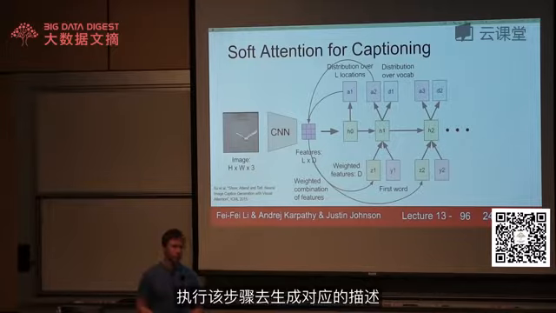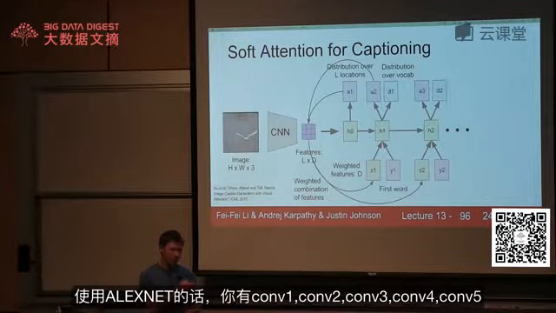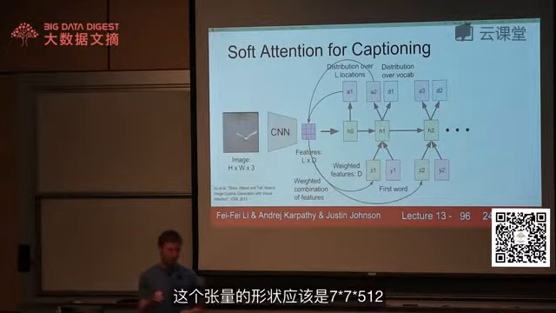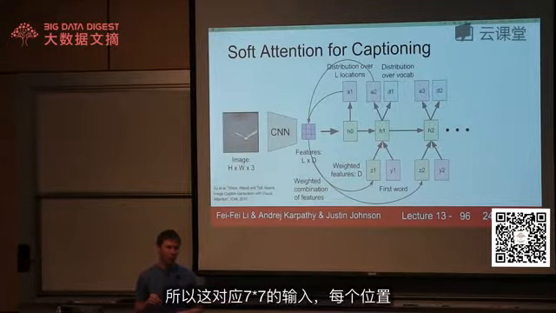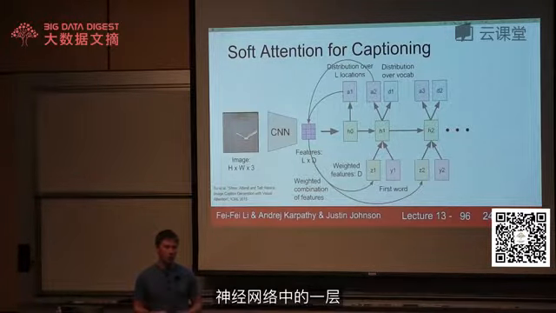So the question is where does this feature grid come from? And the answer is when you're doing an AlexNet, for example, you have conv1, conv2, conv3, conv4, conv5. And by the time you get to conv5, the shape of that tensor is now something like 7 by 7 by 512. So that corresponds to a 7 by 7 spatial grid over the input. And in each grid position, that's a 512 dimensional feature vector. So those are just pulled out of one of the convolutional layers in the network.